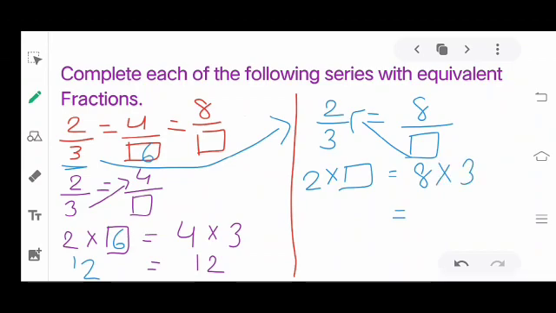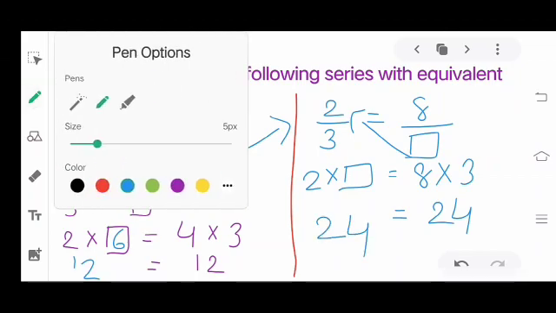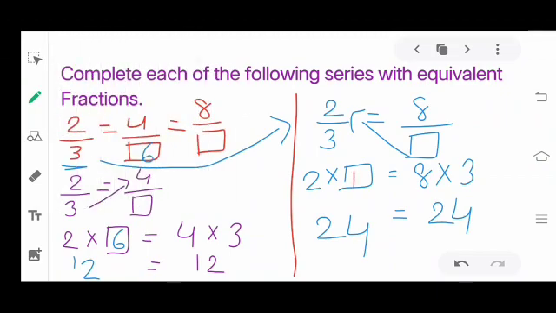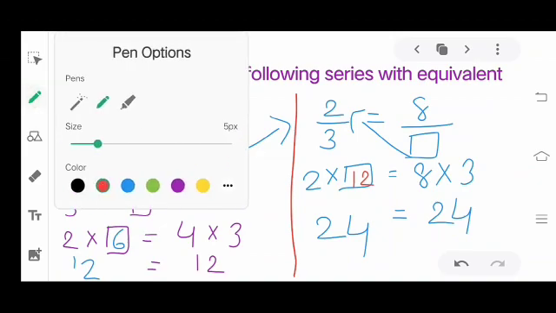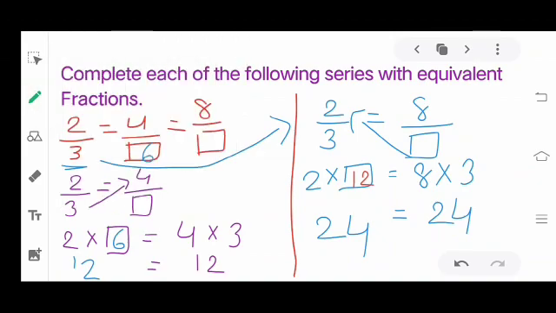First tell me the answer of 8 into 3? 24. Yes. Now tell me which number I am going to multiply with 2 so that I get the answer 24, because I also want 24 here. Yes. Dear students, when we multiply 12 with 2, we get our answer 24. So our final answers are 4 upon 6 and 8 upon 24. See, this is a really easy sum but with some tricks.